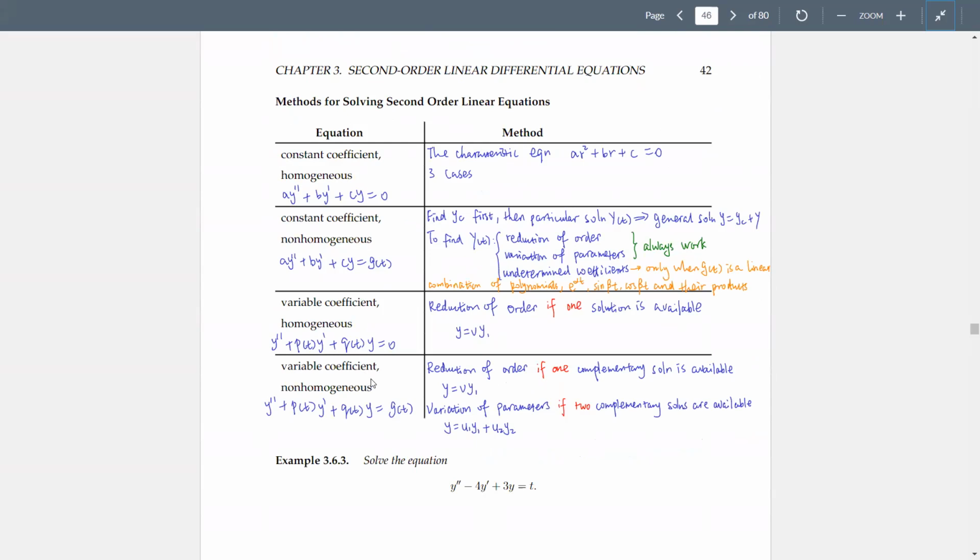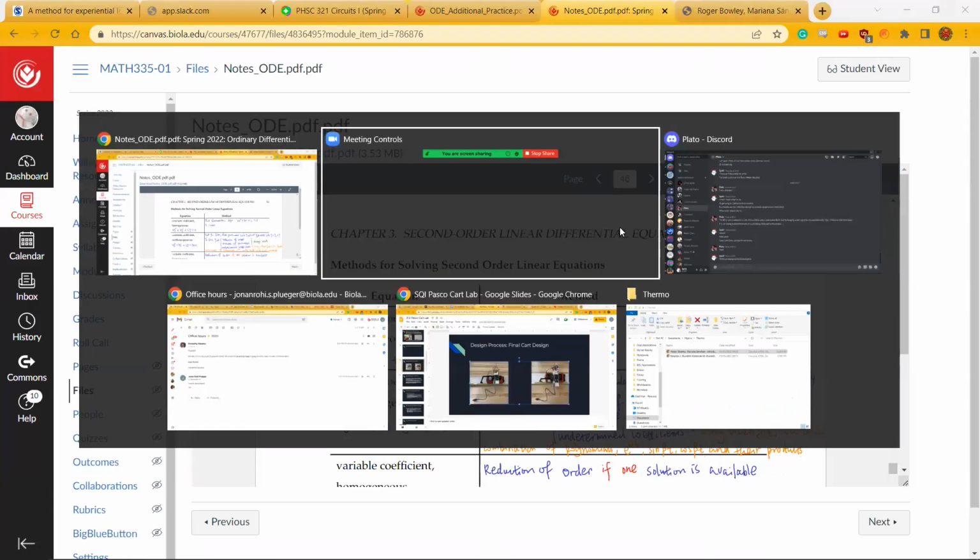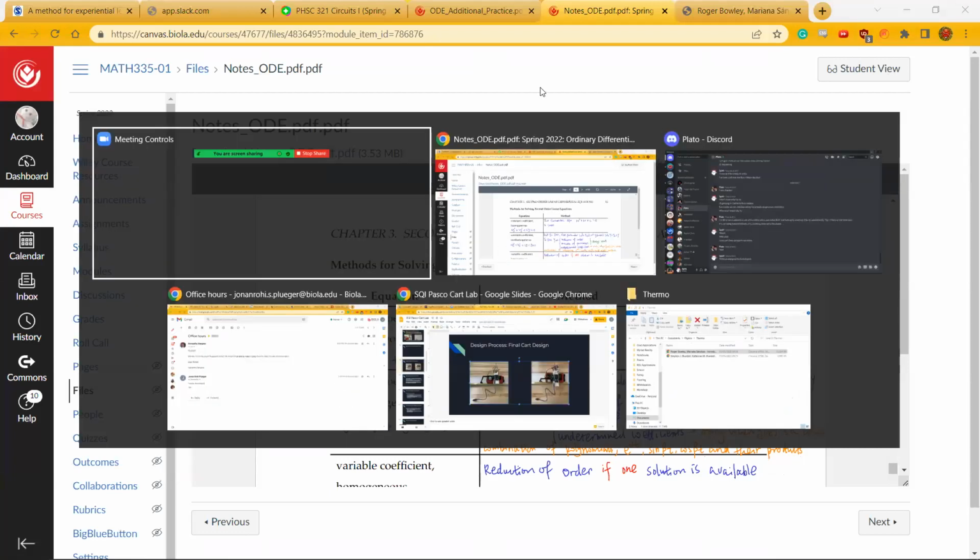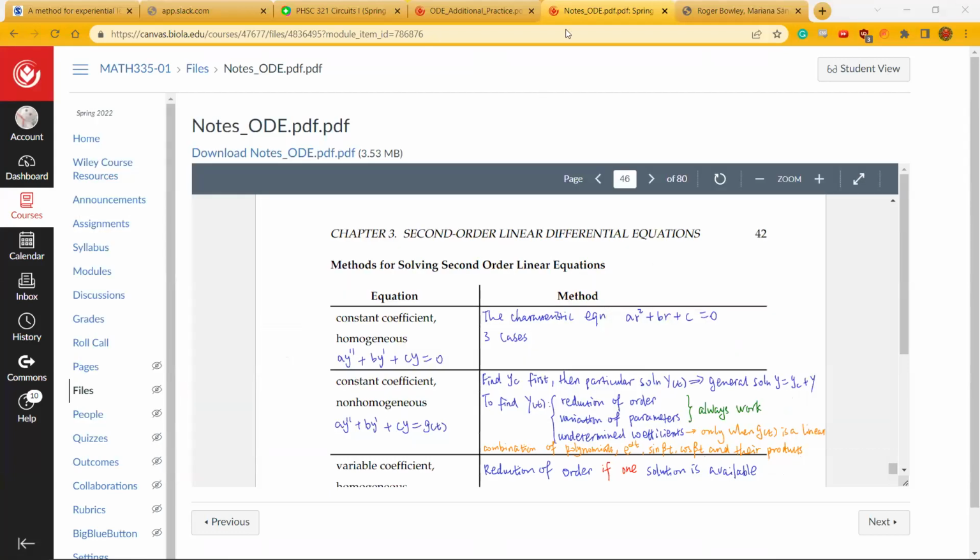Undetermined coefficients is convenient when you have only constant coefficients, because it just doesn't work otherwise. And then this is just a bad table. I don't like this table. So instead, I'm going to turn it in terms of when do you use particular methods? New share whiteboard.